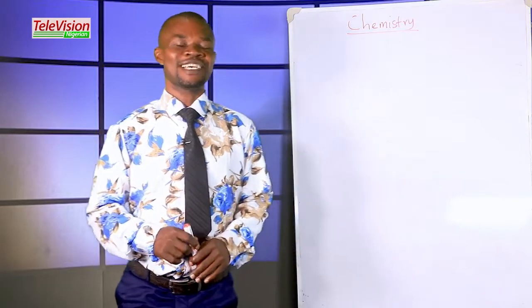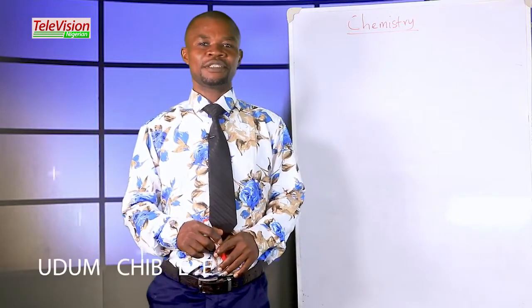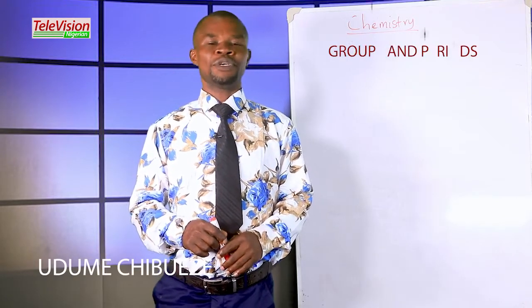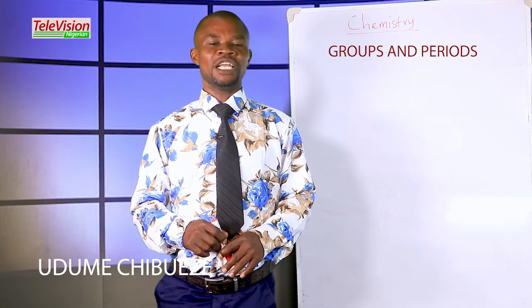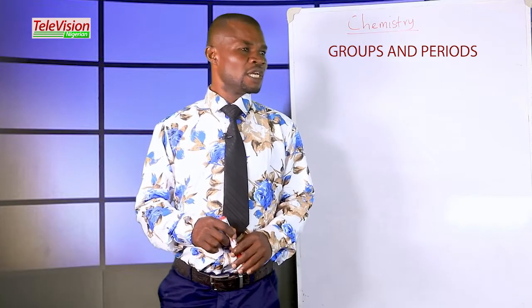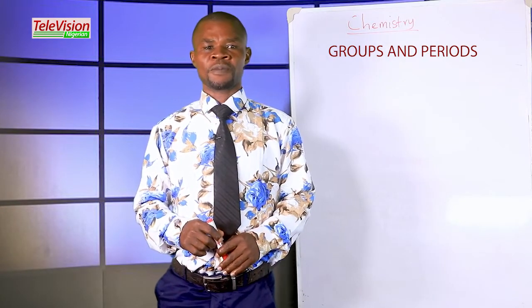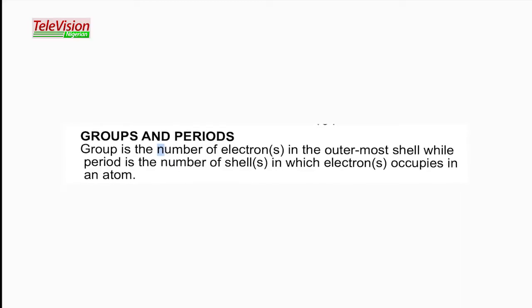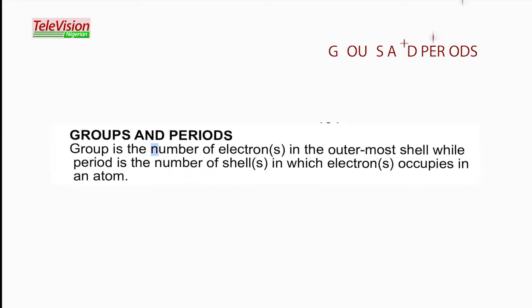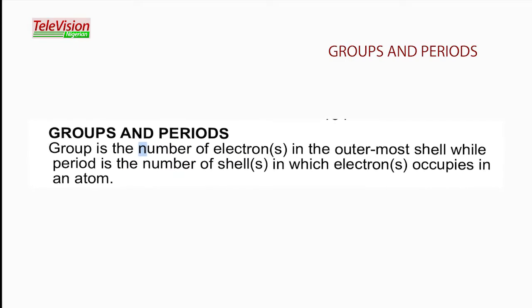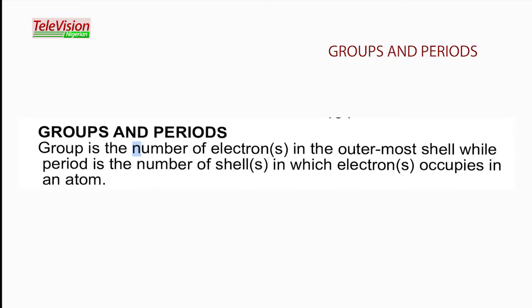Welcome to today's edition of Science Half Hour. The subject of today is chemistry, and the topic of today is group and period. We know that electronic configuration is the arrangement of electrons in the atomic shells. What is group? Group is the number of electrons in the outermost atomic shell, while period is the number of shells in which electrons occupy in an atom.